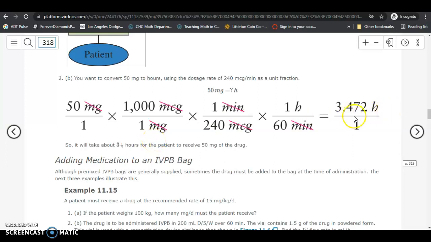Anyway, they get 3.472 hours in the process, which they rounded up to the nearest half hour. So the book has 3.5 hours as the answer here.